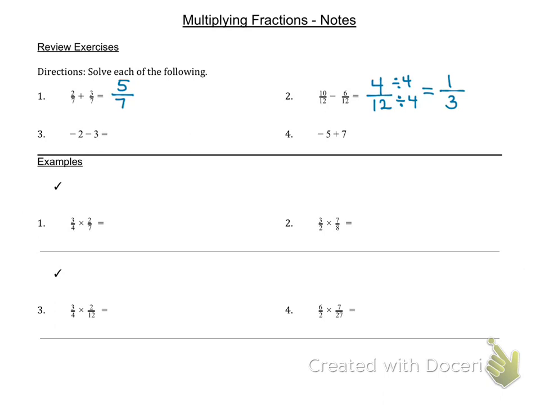Number 3, I have -2 minus 3. That's equal to -5. And then number 4, -5 plus 7 is equal to +2.